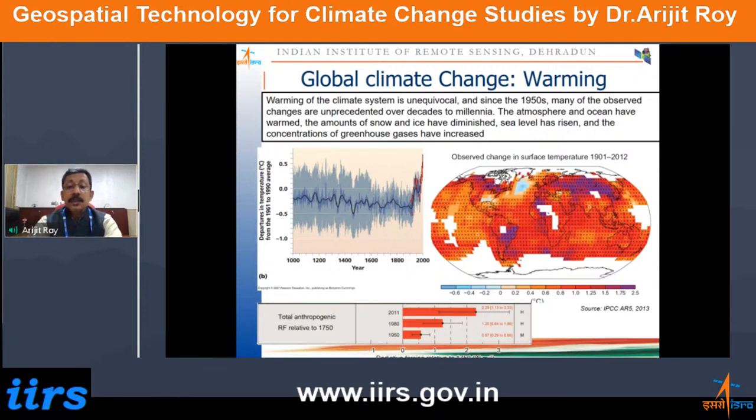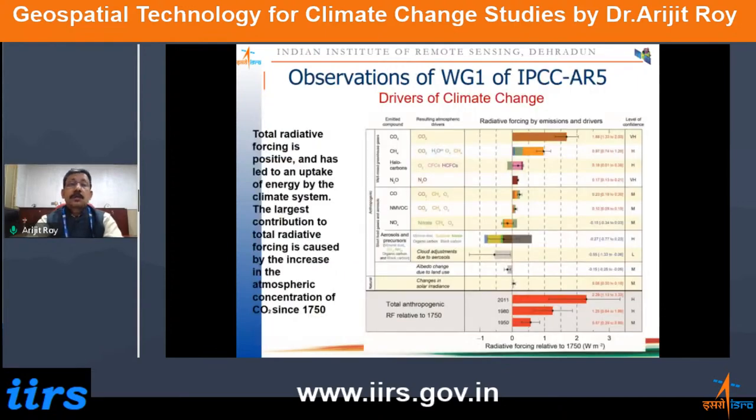And this is significant because this is going to change many of the systems beyond the tipping point. So what are basically the drivers of climate change? What are effectively the drivers which are causing a change in the radiative forcing?